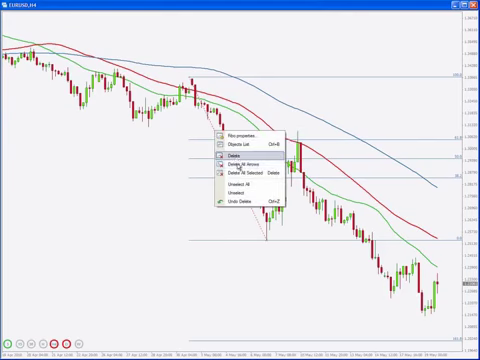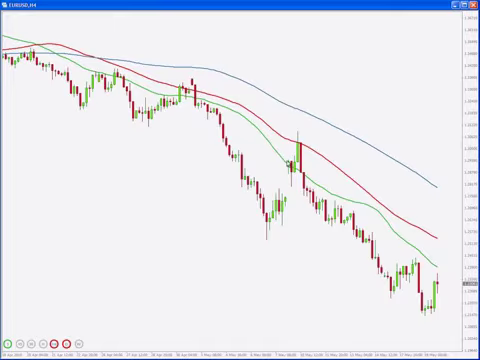But at any rate, a few different elements of resistance in this case, since we are in a downtrend, coming along the dynamic area of support and resistance.